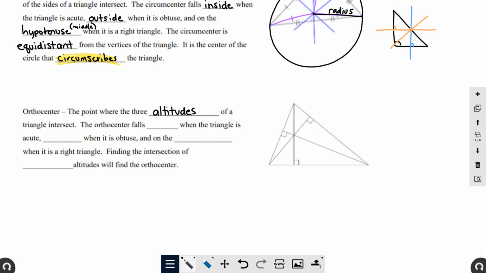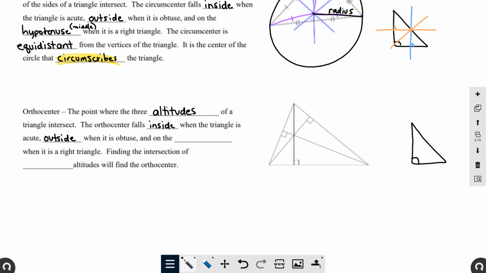So similar to the circumcenter, the orthocenter falls blank when the triangle is acute. Where do you think it falls? Inside. Blank when it is obtuse. Outside. Now, where is it going to fall if it's a right triangle? It's not going to be in the same place as the circumcenter. So maybe let's draw a right triangle over here to the side.